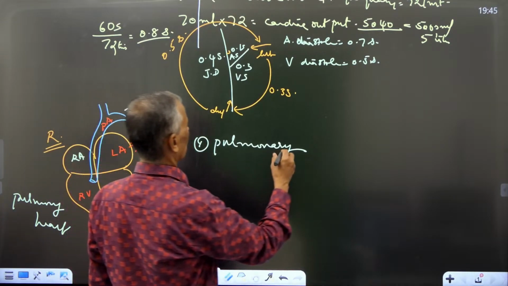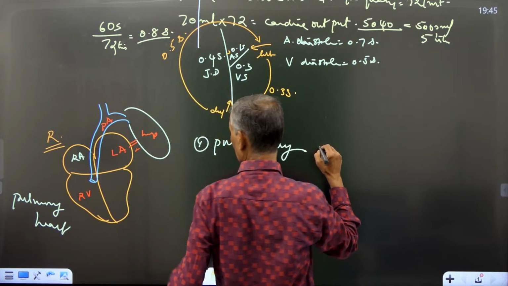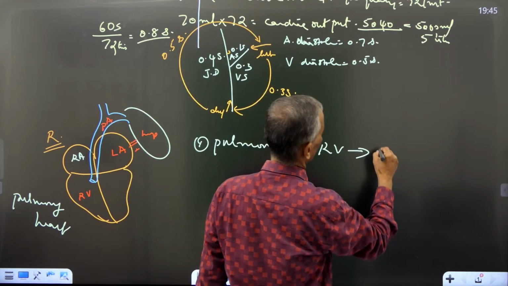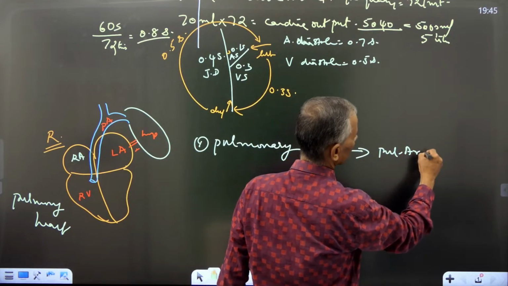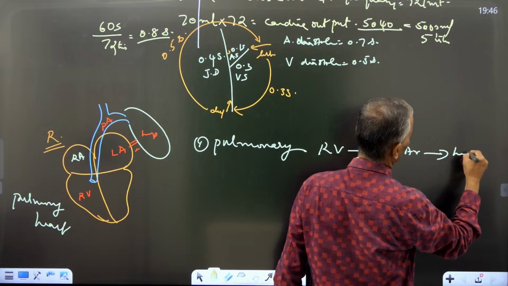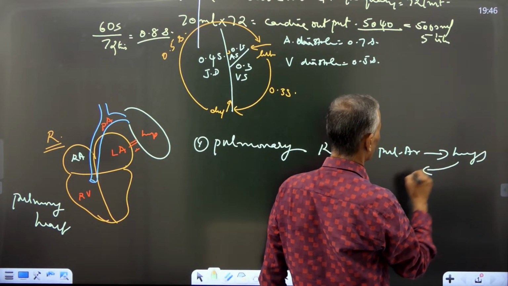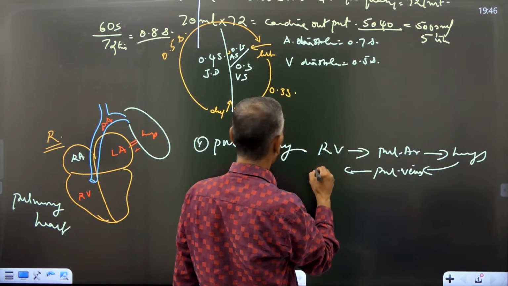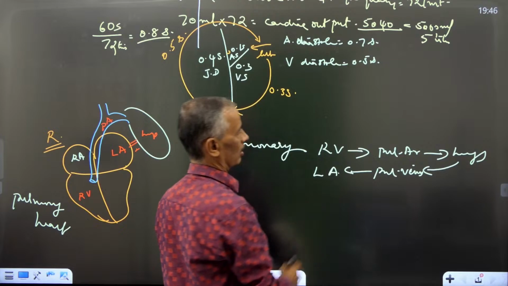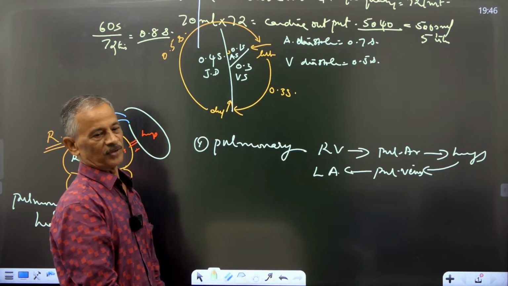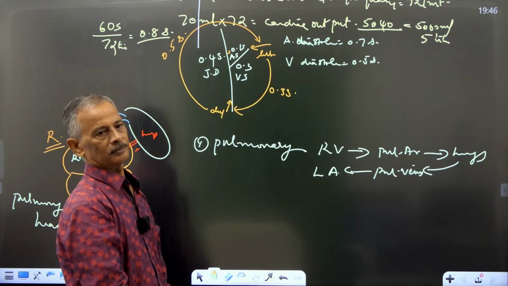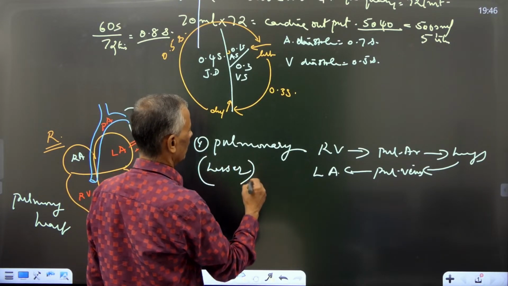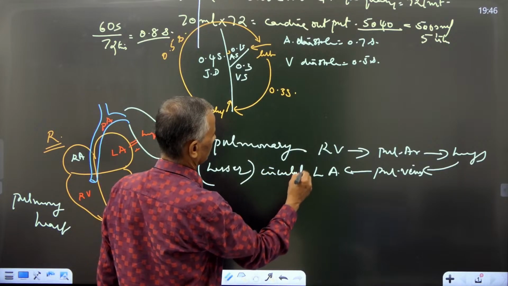So, what is pulmonary circulation? Blood from right ventricle pumped to the pulmonary arteries, reaching the lungs, and from lungs it is brought back by pulmonary veins to the left atria. This is a closed circulation, very small circulation. So, it is also called lesser circulation.